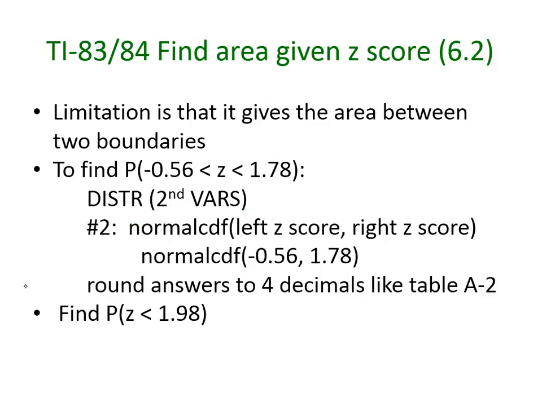Now, our calculators can help us. If I am wanting to find the area between two things, then we can use normal CDF. So you're going to go back up to your distribution, which is your second VARS, and we're going to do the second one down, which is the normal cumulative distribution function. As you put that in, you're going to put your left z-score, then your right z-score. Lower first, upper second.